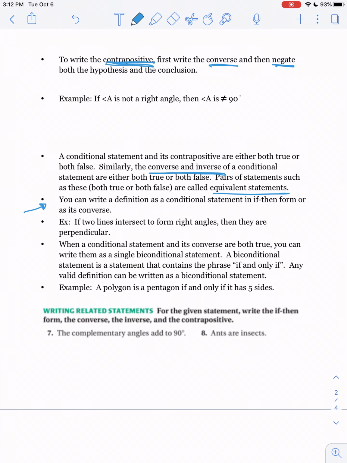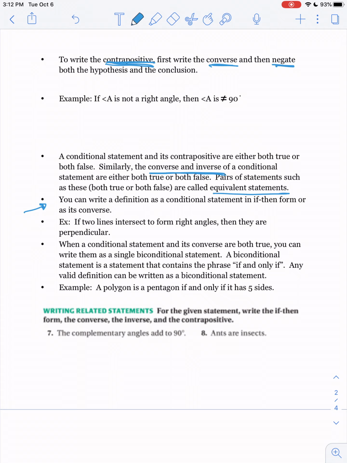So here's an example. A polygon is a pentagon. Oops, I'm sorry. Let's go up to the one. It says, if two lines intersect to form right angles, they are perpendicular. When we switch that around, if two lines are perpendicular, they intersect to form right angles is still a true statement, then we'd say, yes, that's a good definition.